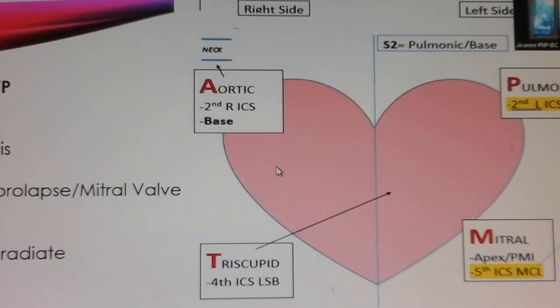And S2 is found in the pulmonic area, right? Again, in the second ICS, left sternal border. Okay, which murmur radiates to the neck? Well, I hope you said aortic stenosis, okay? Aortic stenosis, right? So again, you see our little heart here, and where's the neck? That's the one that radiates to the neck. And remember, only systolic murmurs radiate to the neck.